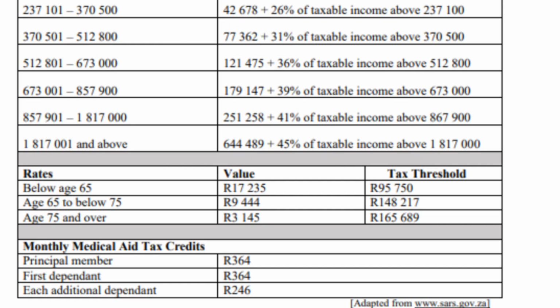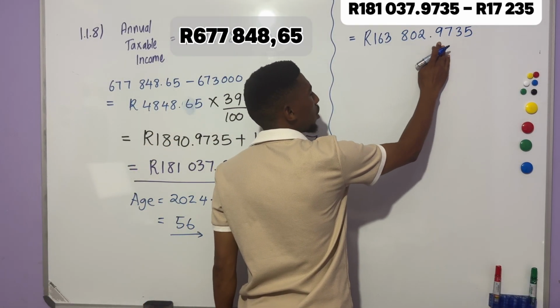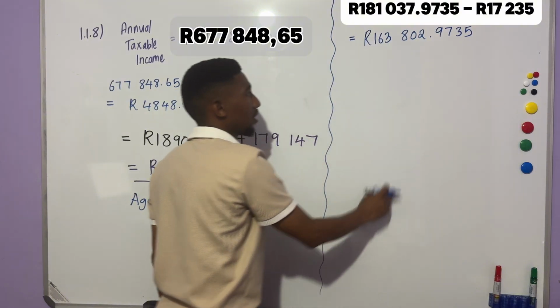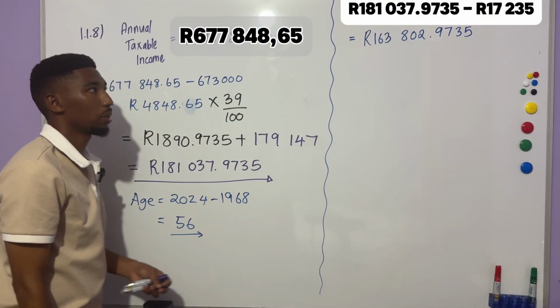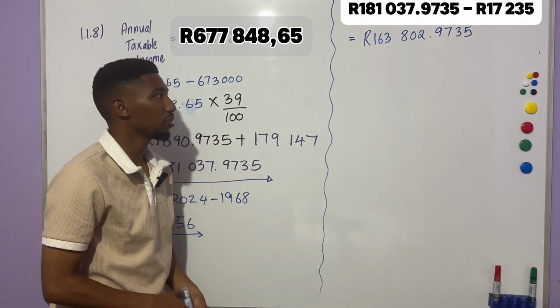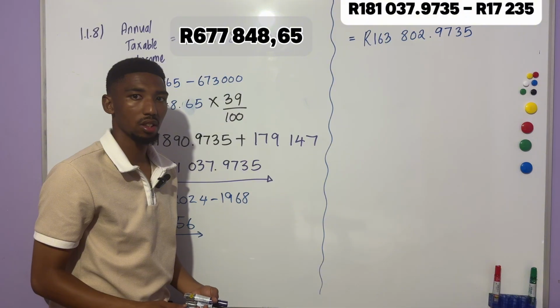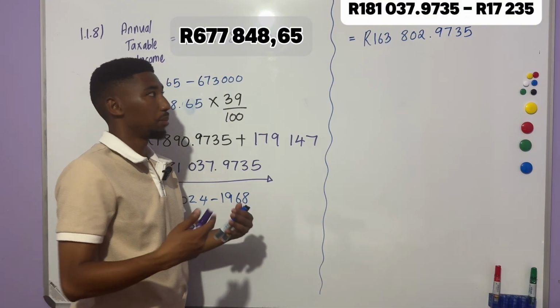Okay, so we're going to take this 181,037 and we're going to subtract the rebate, and we get an answer of 163,802.9735. So we subtracted the rebate. The rebates are normally annually, right? But next we need to find, are there medical tax credits, or are they paying for any medical aid?